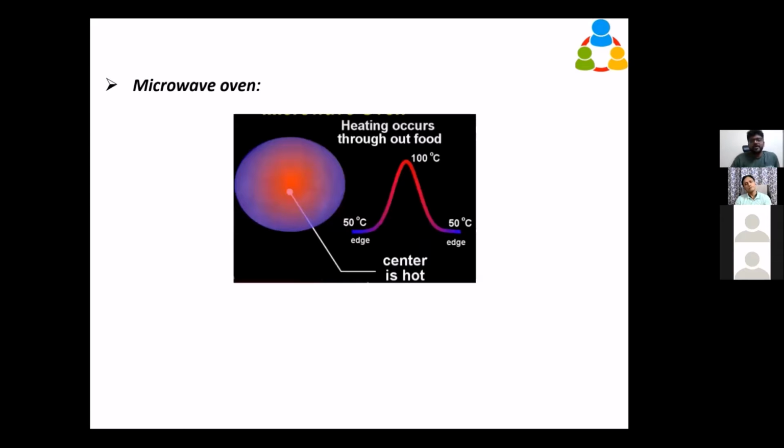So how does the microwave oven differ from the conventional oven? Here, heating occurs throughout the food, starting from the center and going towards the external surface of the potato. You can see the graph here. The center will be 100 degrees Celsius. If we go towards the outer surface, it will be 50 degrees Celsius at the edge. That means it is relatively cold at the outer surface. The center is hot here, whereas in the previous case the center is cold.